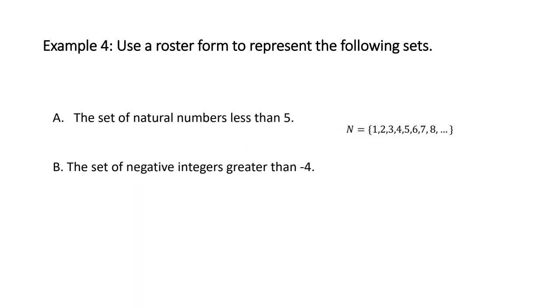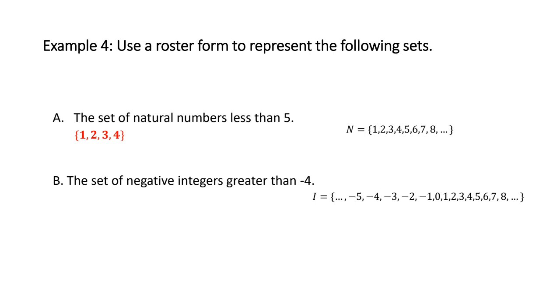The next example says use roster form to represent the following set. The set of natural numbers less than 5. Remember that on the right, you can see the set of natural numbers. The natural numbers, or counting numbers, are the ones that you can represent physically, starting with 1, 2, 3, 4, and so on. The ones that are less than 5 would stop at 4. We don't include 5. So it would be only 1, 2, 3, and 4. If we had less than or equal, then you could include the 5, but less than 5 should stop at 4.